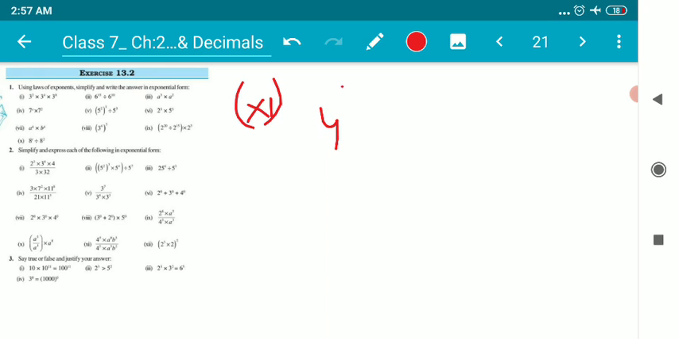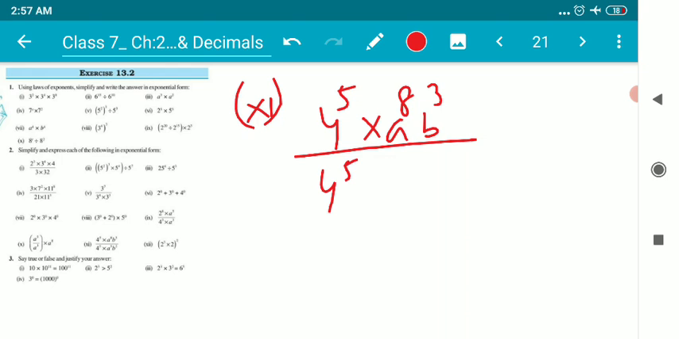4 to the power 5 into a to the power 8 b to the power 3 divided by 4 to the power 5 into a to the power 5 into b to the power 2. Okay, children, let us have a look. Simply I'm going to cancel them, 4 to the power 5 and 4 to the power 5. No need to subtract them, it will be the same only.